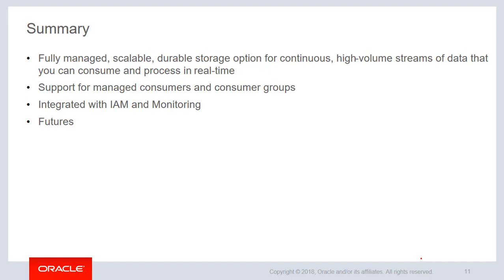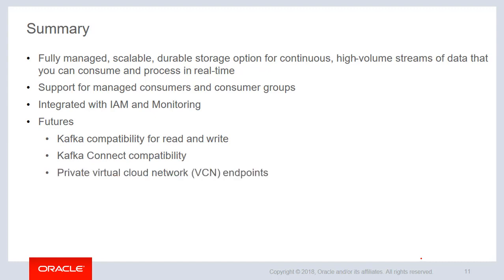So these are the capabilities we support today, but there are a lot of exciting things coming out pretty soon. These include Kafka compatibility for reading and writing, Kafka Connect compatibility, and private virtual cloud network VCN endpoints, because today you create the stream and it's not behind a VCN, but in future you would be able to do that. And also an option to store your messages into object storage, so you can archive your messages for longer than 7 days, because today there is a limit of 7 days, and after that the messages are discarded. There are many more features, but these are some of the things coming out pretty soon.